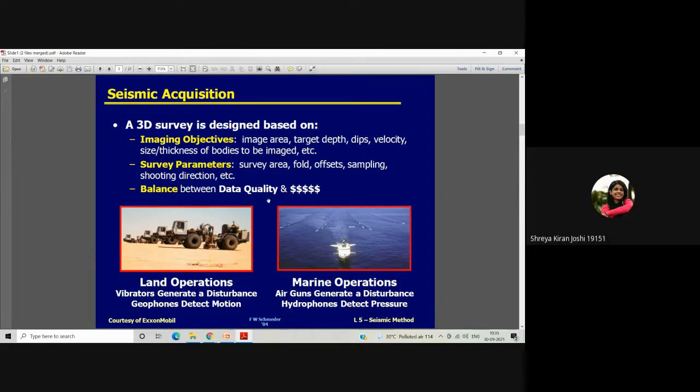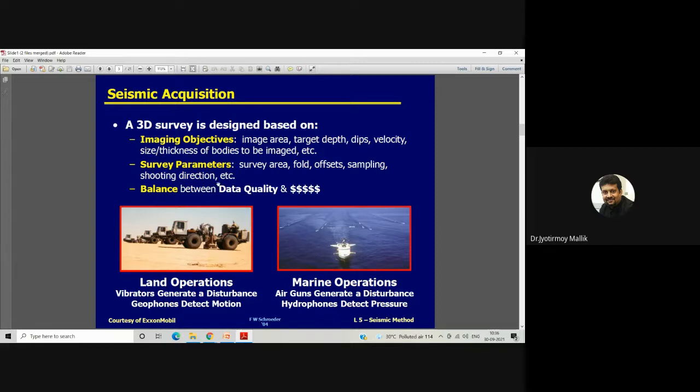Yes, sir. Very good. So we now know about 2D seismic, 3D seismic, and also 4D seismic. A 3D survey is designed based on the imaging objective. It depends on how much area you want to image, the target depth, what is the depth that you want to image very well, the depths of the beds, why we will understand later on, velocity, and the size and thickness of the bodies to be imaged.